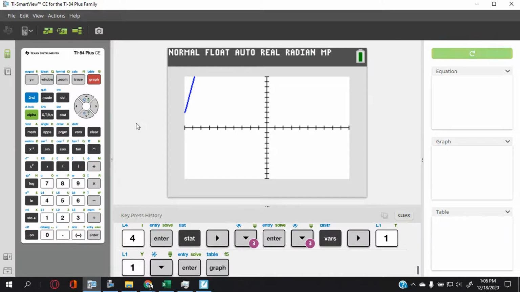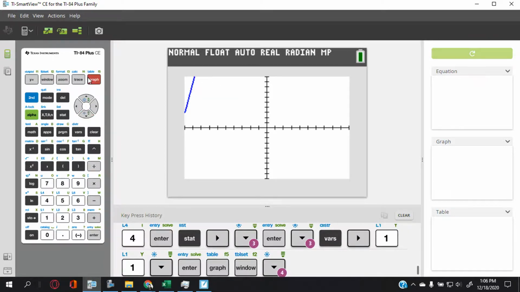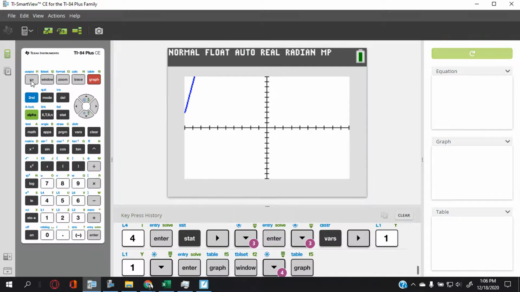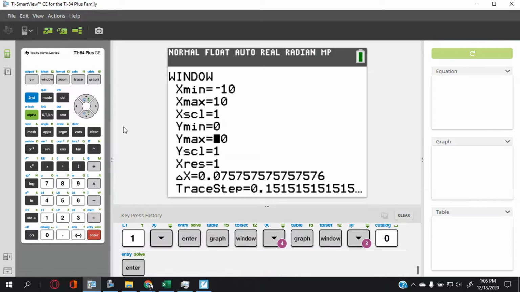So I need to manipulate the window a little bit. So here's what I'm going to do. I'm going to go to the window, and this is good exercise for us. I'm going to go to y max because look back at the graph. I don't need any of this space here. So that means I don't need any negative y's here. So here, y min, I'm just going to turn to 0. That's it, because I don't need it.